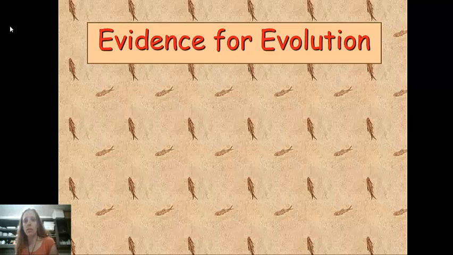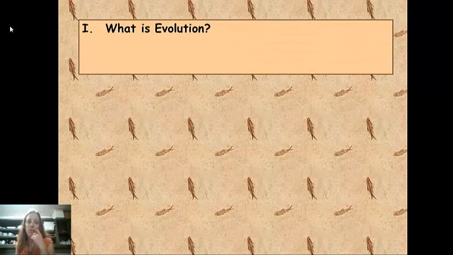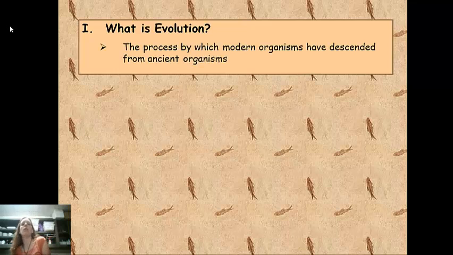That's what we're going to talk about in this lecture, Evidence for Evolution. Before we can talk about evidence supporting evolution, we need to first define exactly what evolution is. Evolution is the process by which modern organisms have descended from ancient organisms. We've talked about the Cambrian explosion, and what we said is that a lot of the organisms that evolved during that time have become the ancient ancestors for all of life on the planet today. So all of life today, according to evolution, has descended from ancient organisms.